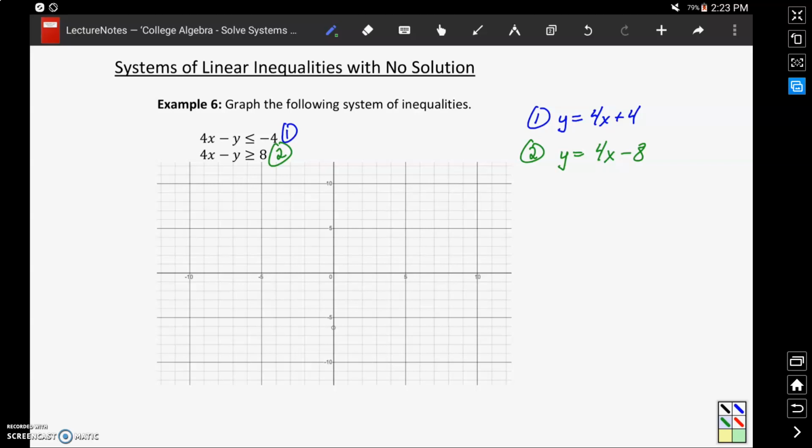Looking first at equation 2, we have an intercept at -8. We'll go up 4 and over 1, up 4 and over 1, to come up with the slope of that line. For equation 1, we'll have our intercept at +4 and still a slope of 4. We can also apply that slope in the opposite direction by going down 4 and to the left 1.